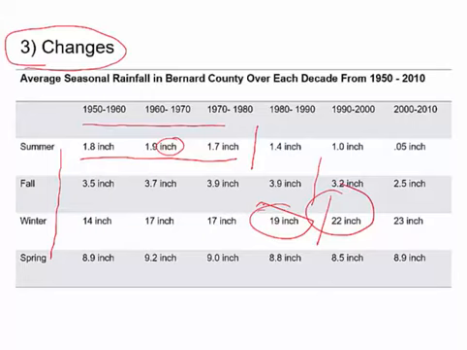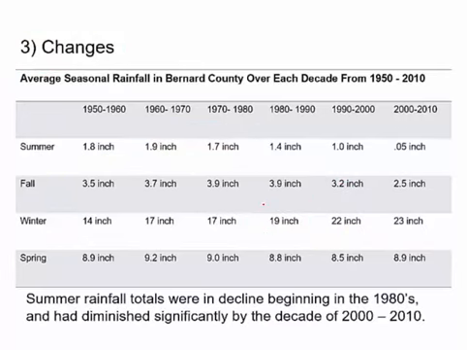Now, we don't know why this is happening. There's no information to explain the change. We just need to describe the change in some way. So one way to report about this, a sample sentence below, just about summer rainfall. Summer rainfall totals were in decline beginning in the 1980s and had diminished significantly by the decade of 2000 to 2010. Okay, noting the significant change that began in the 1980s for summer rainfall.